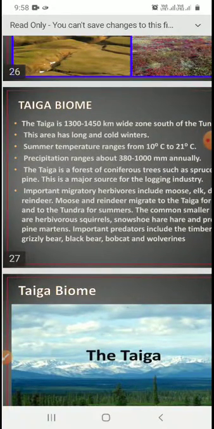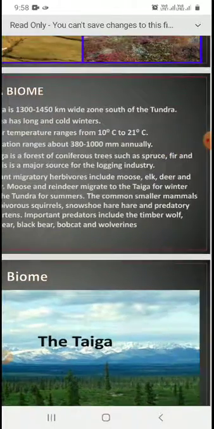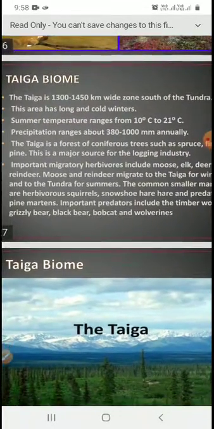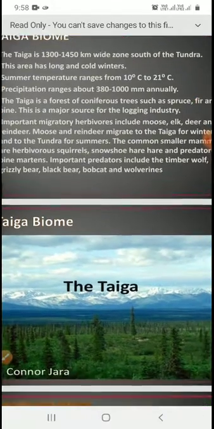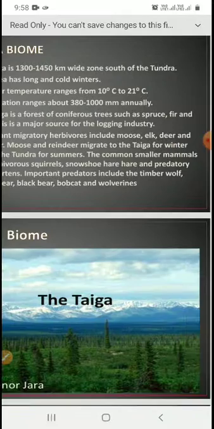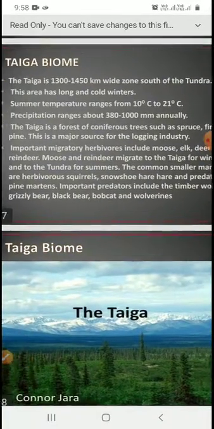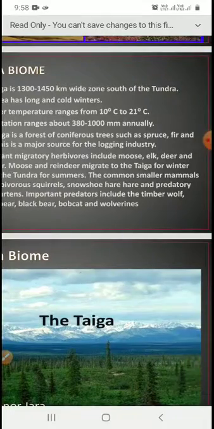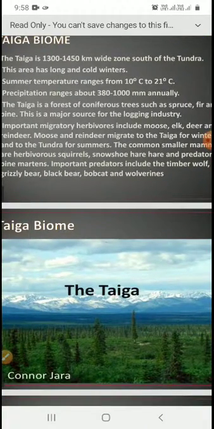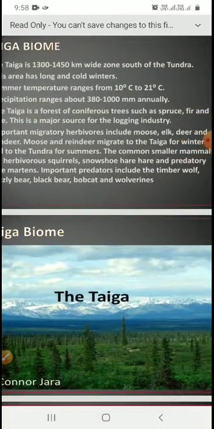The area has a long and cold winter. Summer temperature ranges from 10 degrees Celsius to 21 degrees Celsius. Precipitation ranges about 380 to 1000 mm annually. Important migratory herbivores include moose, elk, deer. The moose is the animal. Elk and deer have horns or antlers. The moose and reindeer migrate to the taiga and the tundra for the summer season.